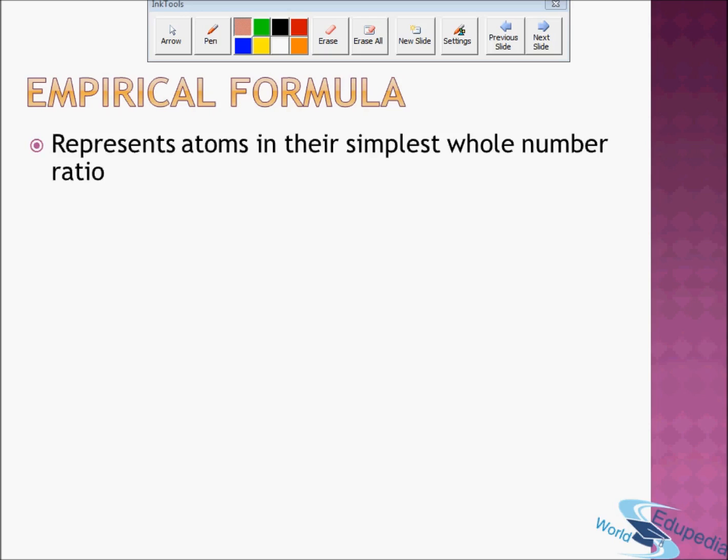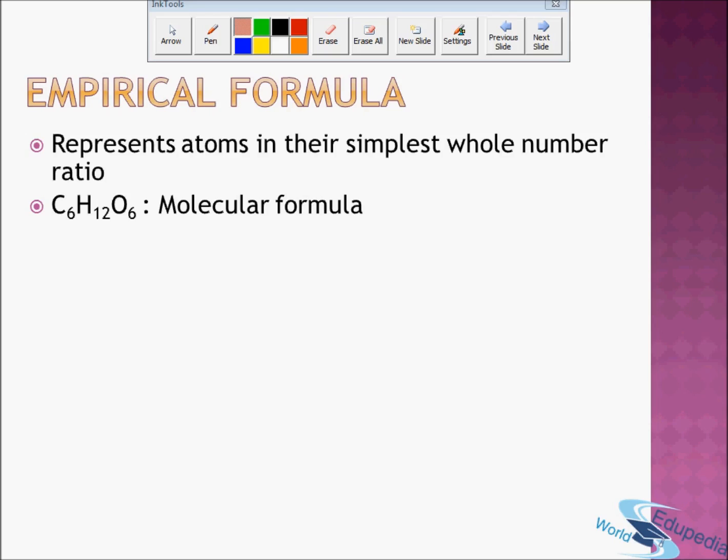For example, you have glucose. Glucose molecular formula is C6H12O6. Here the subscript 6 after carbon represents that one molecule of glucose has exactly 6 carbon atoms, and subscripts 12 and 6 again represent that the number of atoms of hydrogen and oxygen are 12 and 6 respectively in one molecule of glucose. So this was molecular formula.